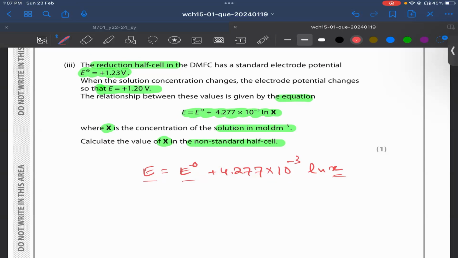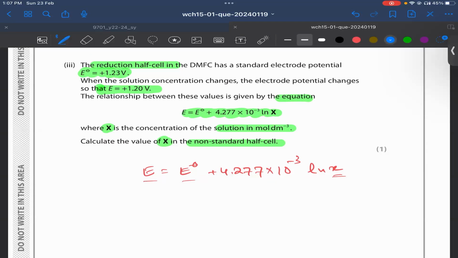So I got the ln x value. Sorry? I got the ln x value, but what do we do after that? You'll take the inverse of natural log. That's okay.